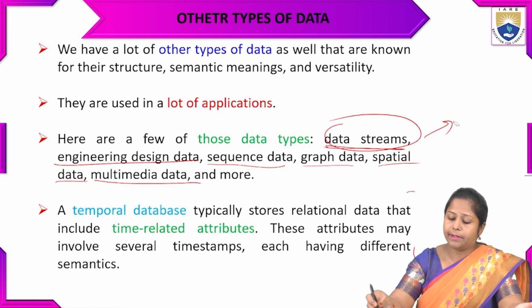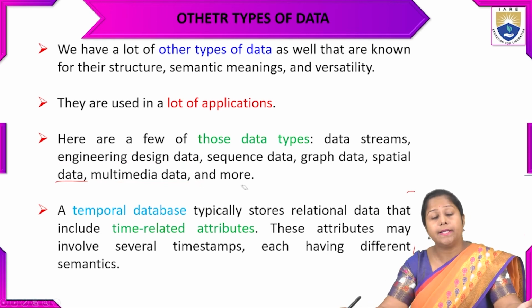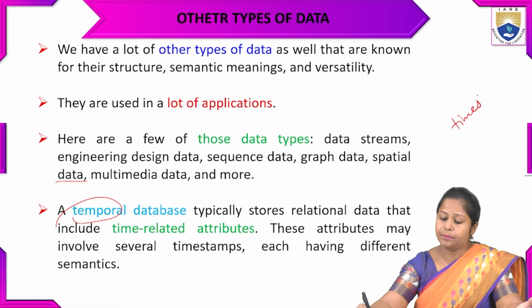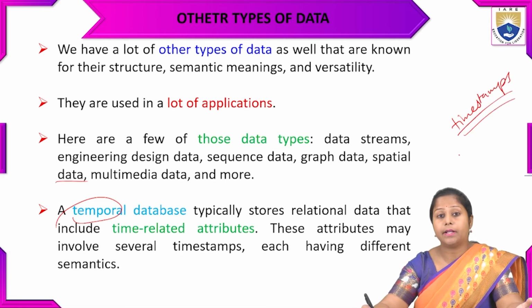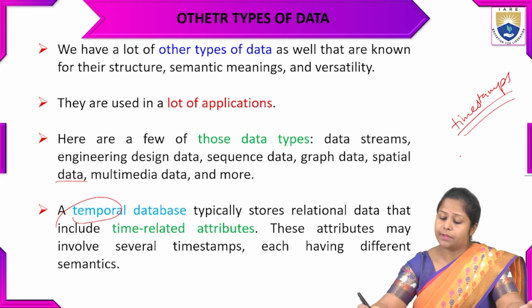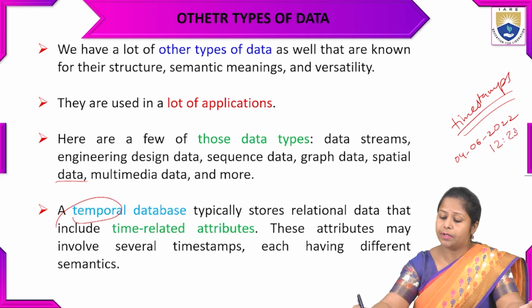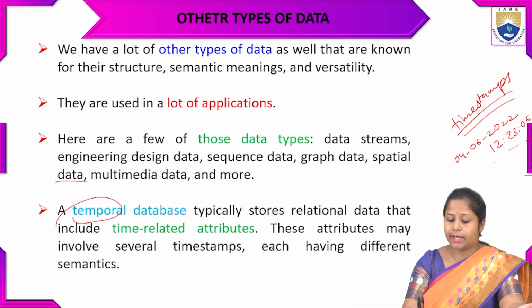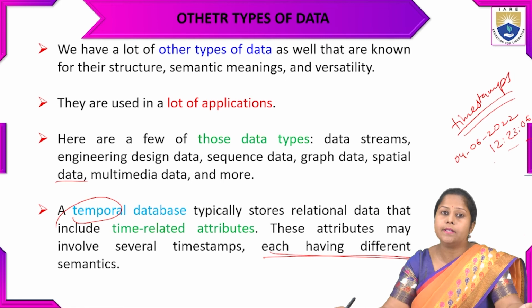A temporal database can also be there. A temporal database is typically stored in a relational database, but it includes time-related attributes. Those attributes that have time-related values come under temporal data. These attributes may include several timestamps, like the particular date and the time, down to the seconds. All the timestamps will be stored in this type of temporal data, and for each transaction different semantics will be there.